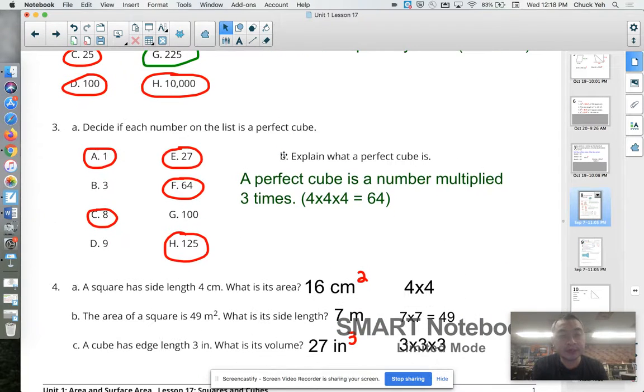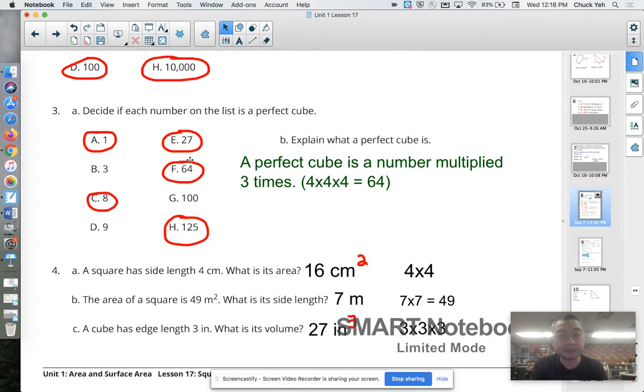Number three, decide if each number on the list is a perfect cube. So those are all the ones that are perfect cubes. I mean, they multiply the number by itself. For example, 4 times 4 times 4 is 64, so that's why I circled F. All right.